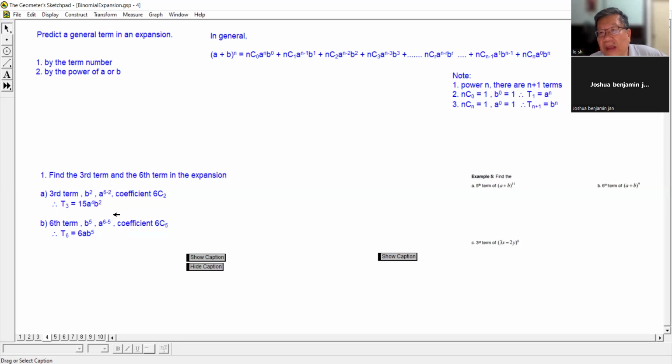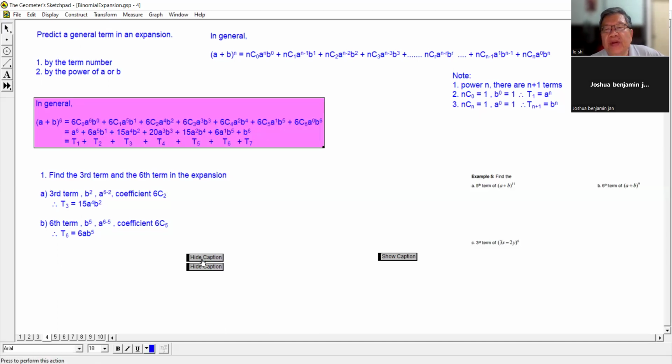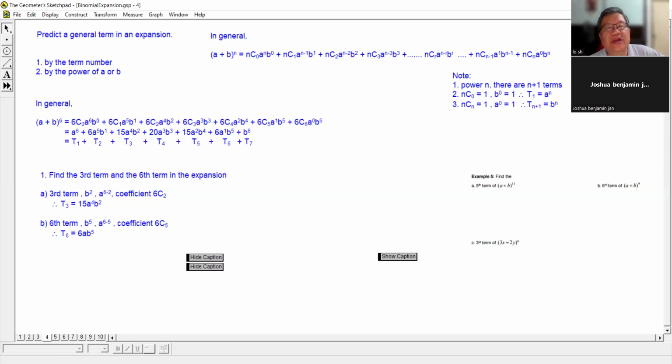Then how to get the power of a? 6 minus 5, right? 6 minus 5 is 1, no? So you have a to the power 1, b to the power 5. What is the number in front? We know the b is 5, right? This number in front is C, how many? 6C5. Okay, 6C5. So this is correct. Right? So this is it.